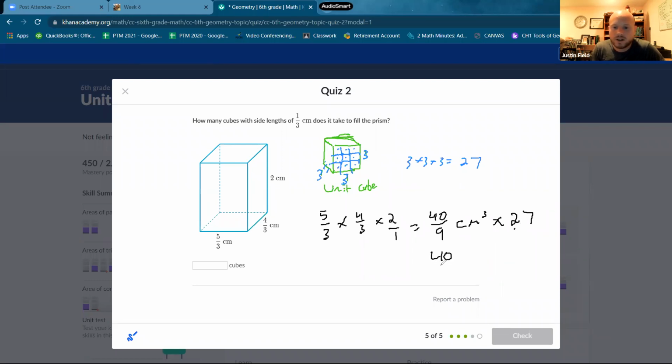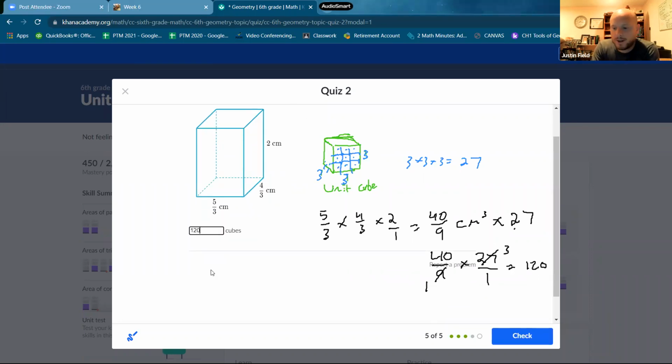So our answer will be 40/9 times 27. Watch this. I'm going to put the 27 over 1, and I'm going to cross cancel. 27 divided by 9 reduces to 3 over 1, because 9 goes into 27 3 times. And so then we just have 40 times 3, which is 120. So the volume in terms of the 1/3 unit cubes is 120.